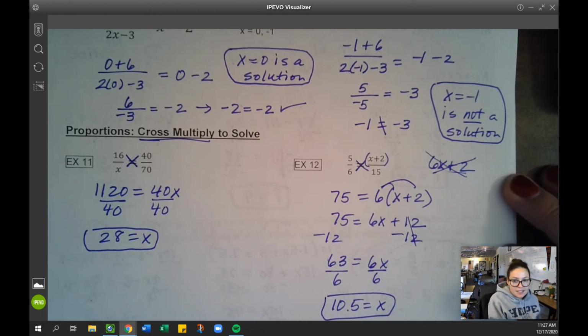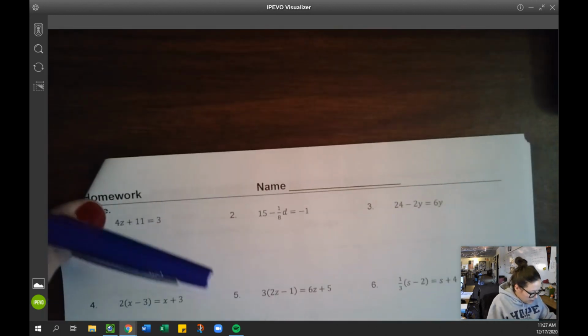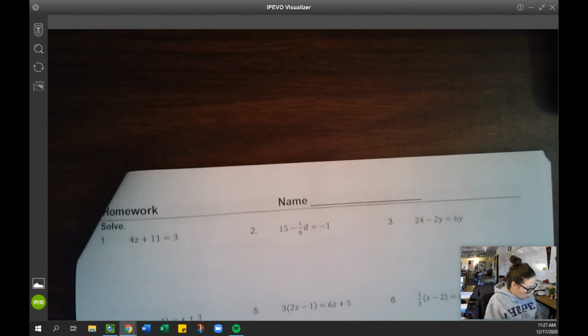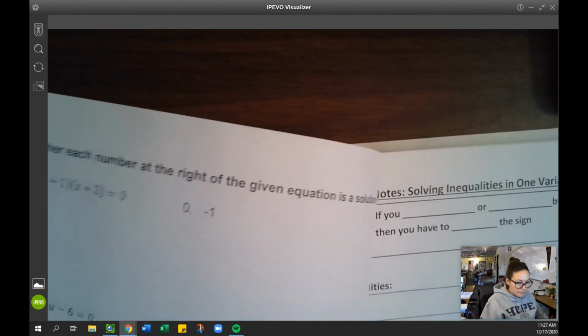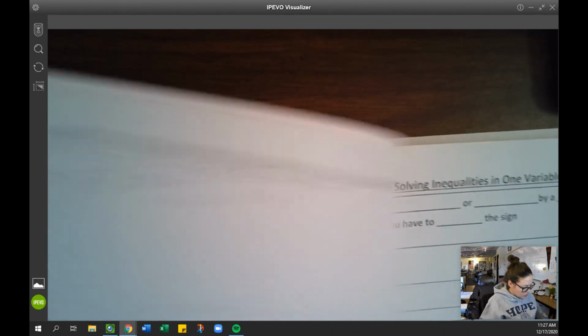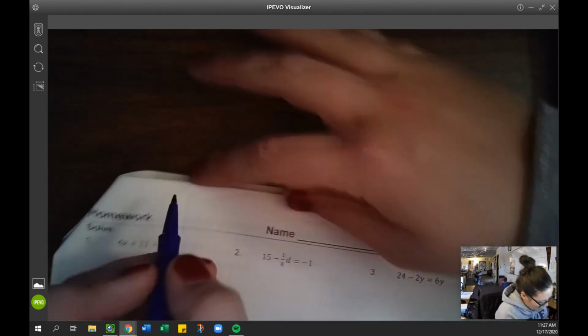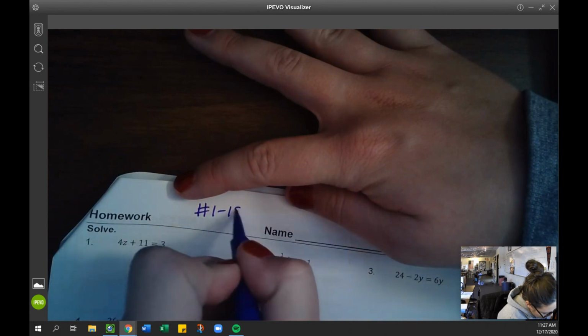All right, that is it for the 3.1 notes. You are going to complete the 3.1 homework, which is on pages 3 and 4. So you are going to do everything numbers 1 through 18.